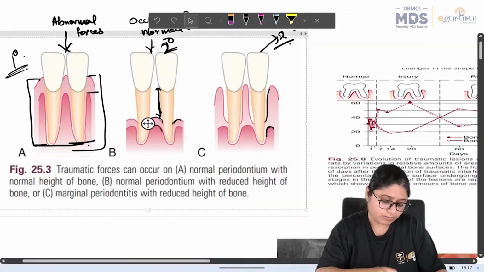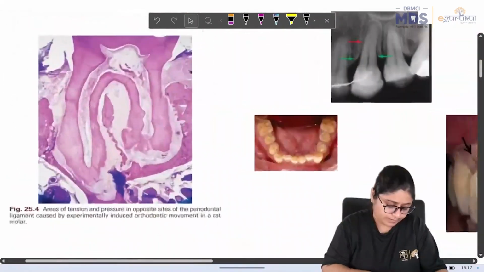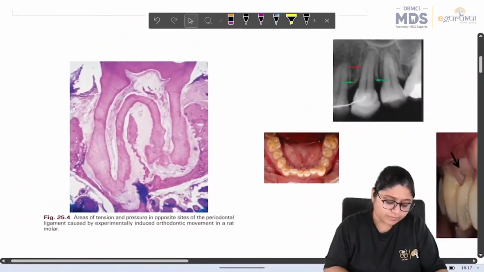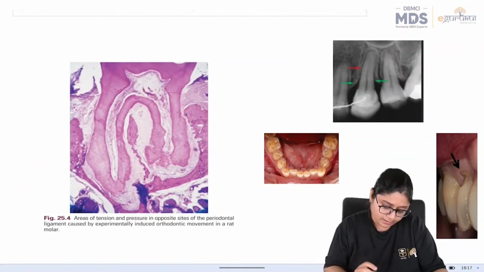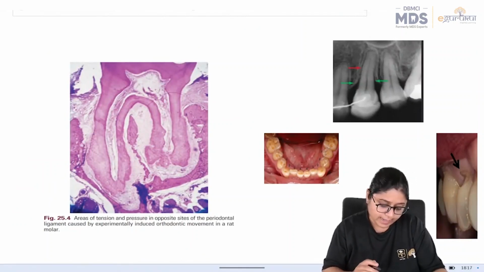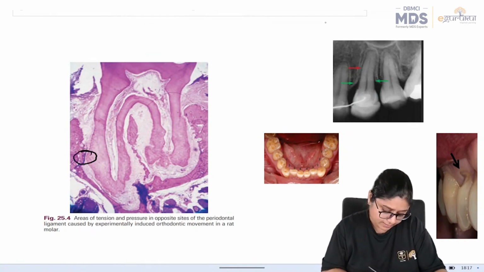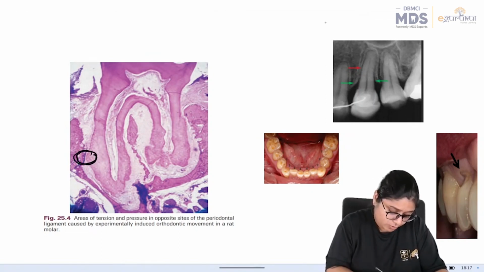Now histologically, how you will see is, this is the tooth on which an abnormal force is acting. Here you can see, this is your tooth, this is your tooth cementum. This is your alveolar bone, guys.